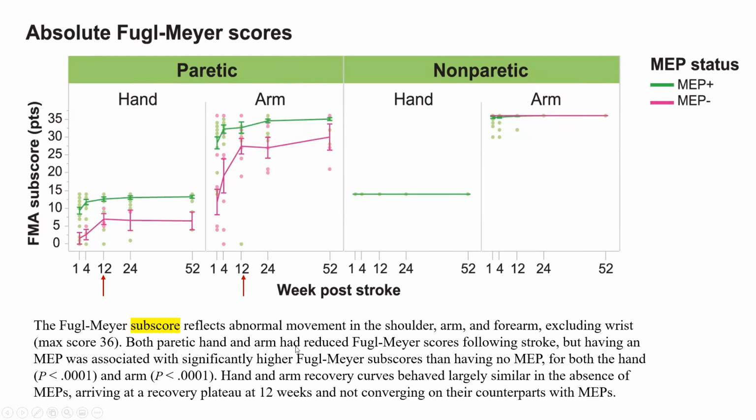Both the paretic hand and arm had reduced Fugl-Meyer scores following stroke, but having an MEP was associated with significantly higher Fugl-Meyer subscores than having no MEP at all for both the hand and the arm. And hand and arm recovery curves behave largely similar in the absence of MEPs, arriving at a recovery plateau at about 12 weeks. There's the plateau at about 12 weeks for the arm and for the hand, and not converging on their counterparts with MEPs. So the green represents MEP plus, and the red or the hot pink is MEP minus.